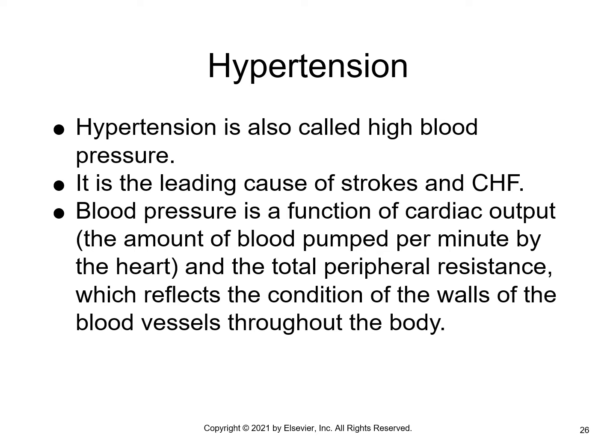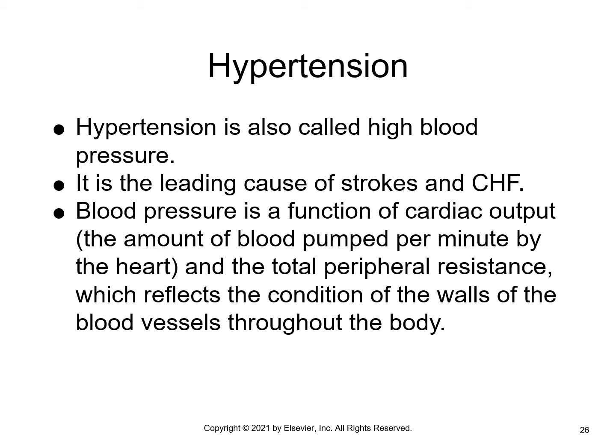That brings us to hypertension. So most of us aren't born with hypertension. Usually it's acquired over time. It can have a genetic component where it runs in families, but this is also known as high blood pressure. And most of the time, anything with systolic pressure over 140 or diastolic pressure over 90 would be considered high blood pressure. Hypertension is the leading cause of strokes and congestive heart failure.